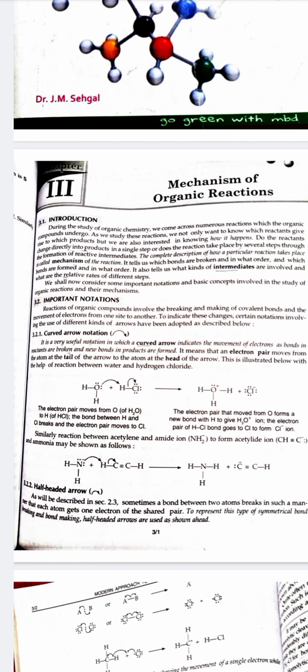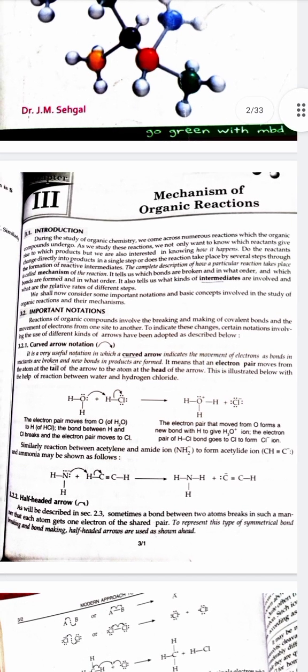It is a very useful notation in which a curved arrow indicates the movement of electrons as bonds in reactants are broken and new bonds in products are formed. It means that an electron pair moves from the atom at the tail of the arrow to the atom at the head of the arrow. This is illustrated below with the help of the reaction between water and hydrogen chloride.